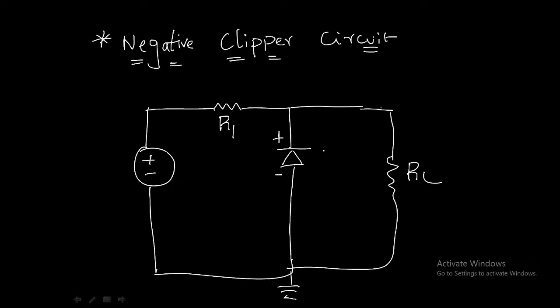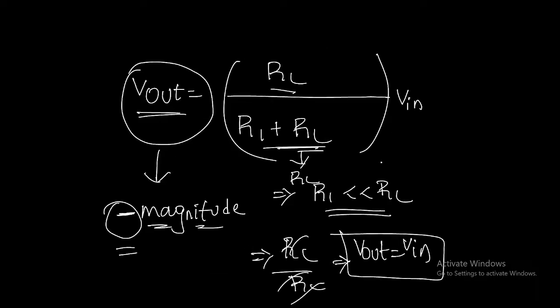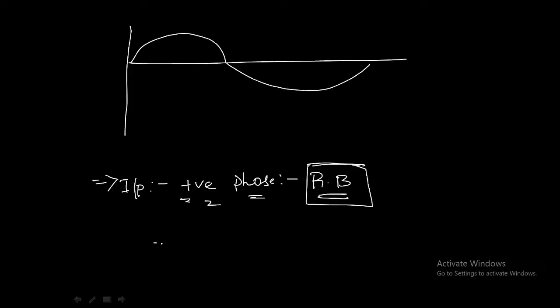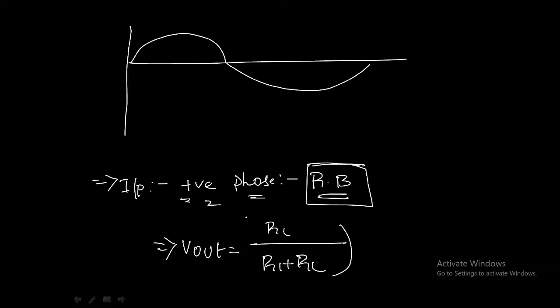If the diode is in reverse bias condition, it is approximated to an open circuit model. So what happens if it is in open circuit? Then R1 and RL will be in series with each other, and the input voltage will be distributed among R1 and RL. The output voltage at RL is given by this formula: Vout is equal to RL divided by R1 plus RL into Vin. I will write it here.